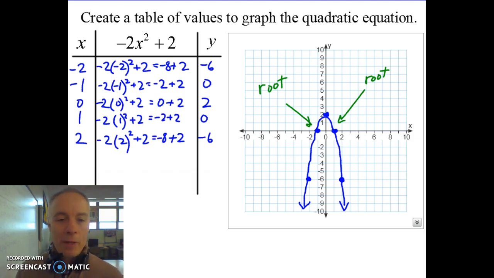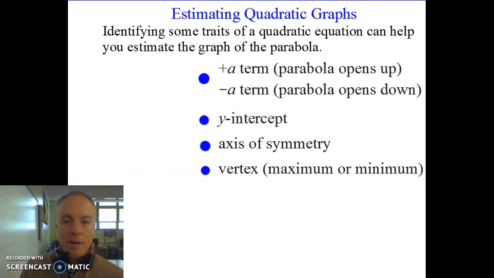And the reason why we like to graph quadratic equations is it's an easy way to identify the roots of the function, especially when you can't factor the function easily. So in this case, the roots are where we're crossing the x-axis, and they are estimated somewhere around, well, right exactly on 1 and negative 1. It can be very time-consuming, though, to create a table of values.